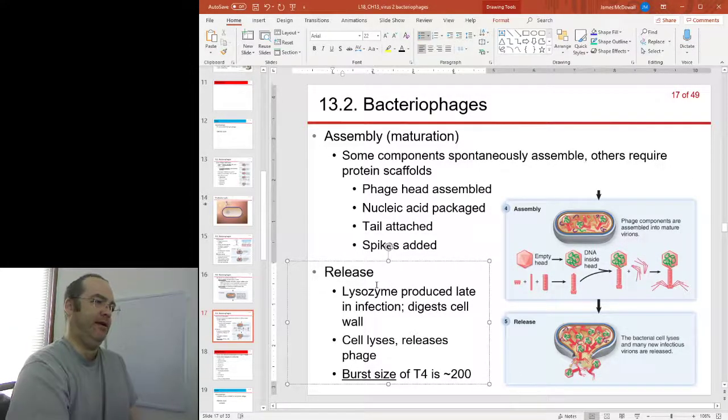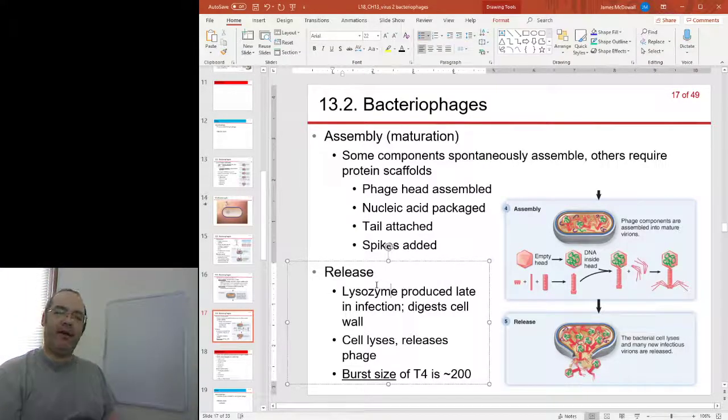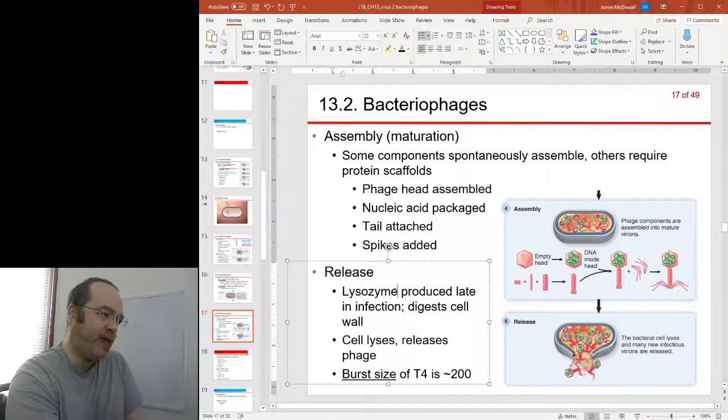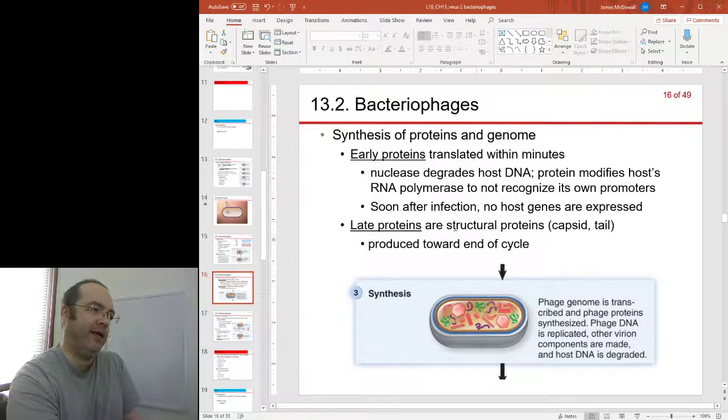And then we have release. Now in bacteriophages there are no enveloped examples. So the virus particle cannot interact in any way with the bacterial membranes. So the only way that the bacteria has to get out is to destroy the cell. Again, the viruses will use their lysozyme. Lysozyme is another protein enzyme that's produced late in the infection, along with the late proteins that make up the structure.